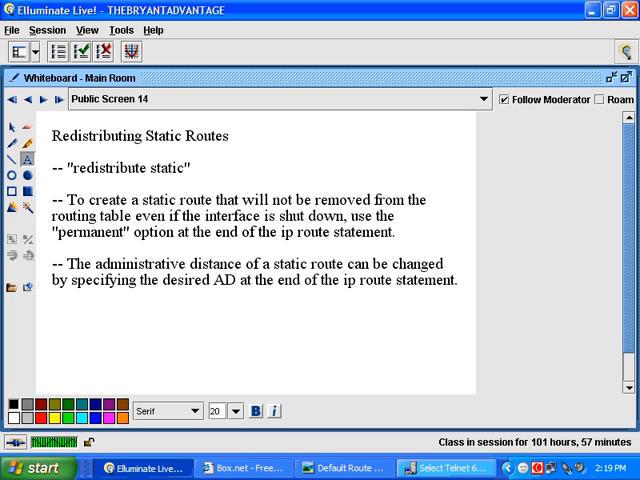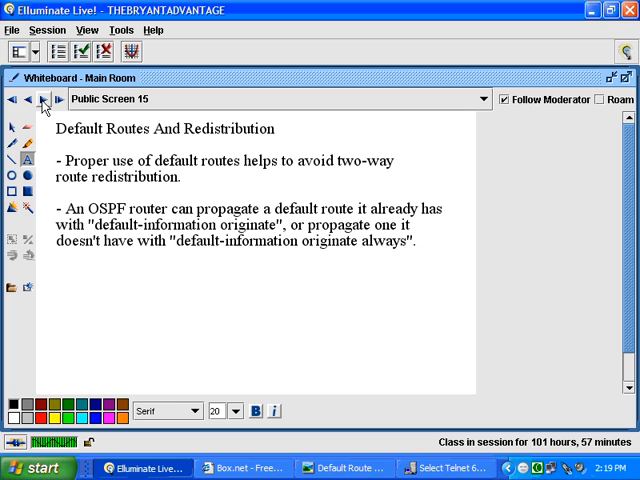We can also use default routes as well when it comes to controlling redistribution, because properly using default routes helps to avoid two-way route redistribution.